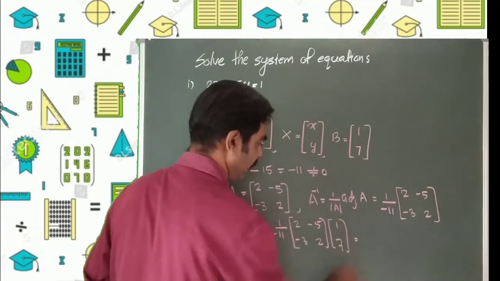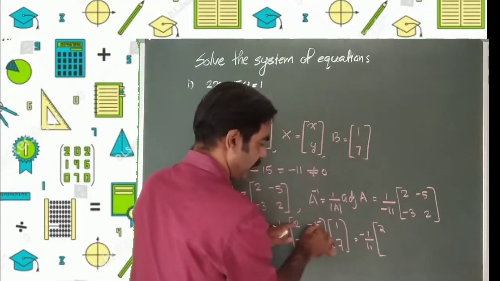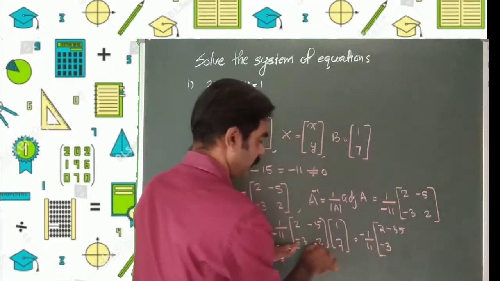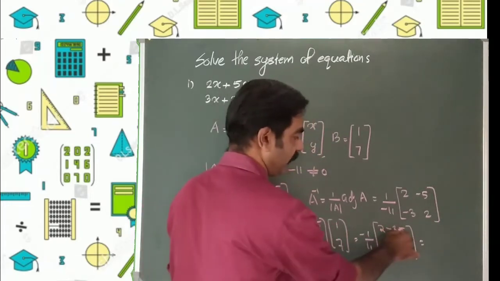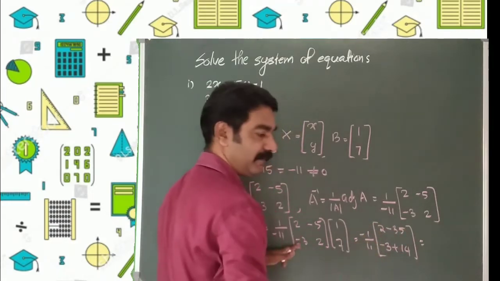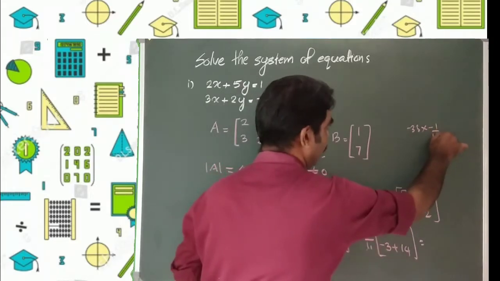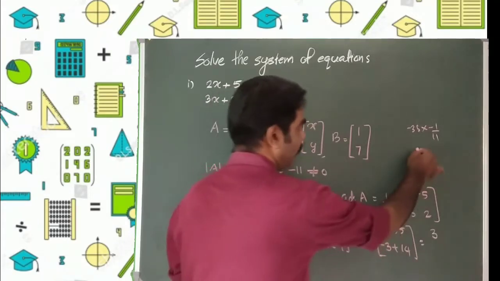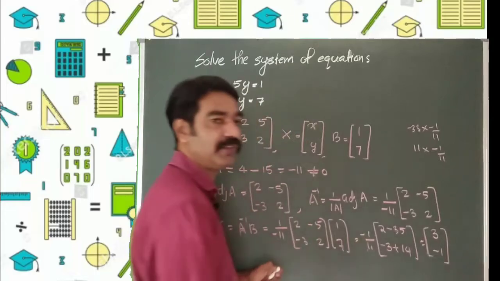So we can multiply this, minus 1 by 11 into, 2 into 1 is 2, plus minus 5 into 7 is minus 35. Then minus 3 into 1 is minus 3, plus 2 sevens are 14. So that is 2 minus 35, which is minus 33. Minus 33 into minus 1 by 11, so the first element is 3. Now minus 3 plus 14 is 11. 11 into minus 1 by 11 becomes minus 1. So we got the column matrix 3, minus 1.